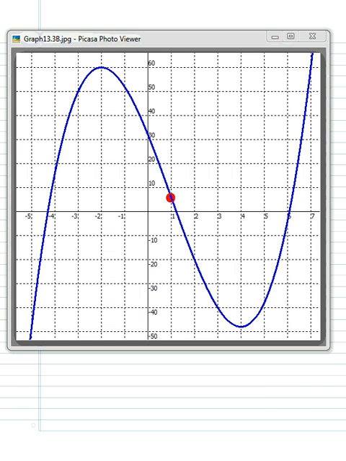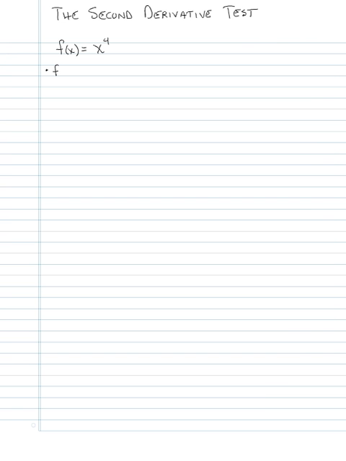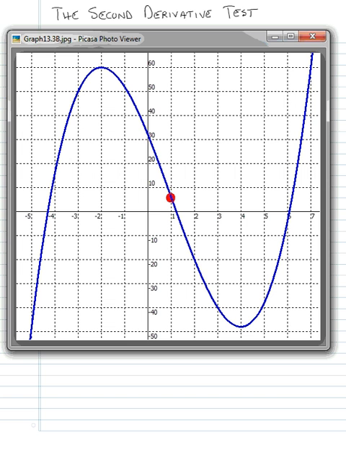Let's look at this function f of x equal x to the fourth. Well, I'm sorry for all the flipping and going on here. Let's get back to what we were doing.